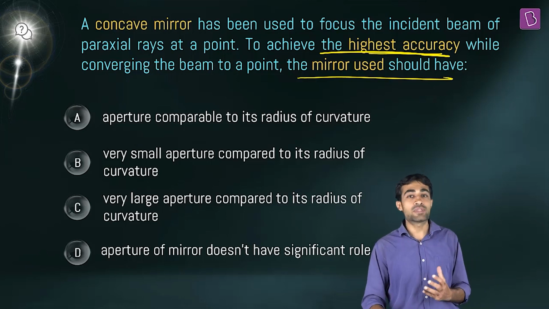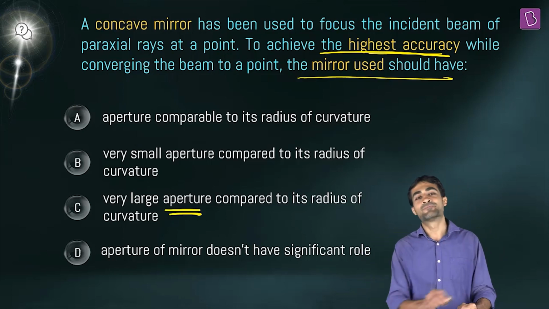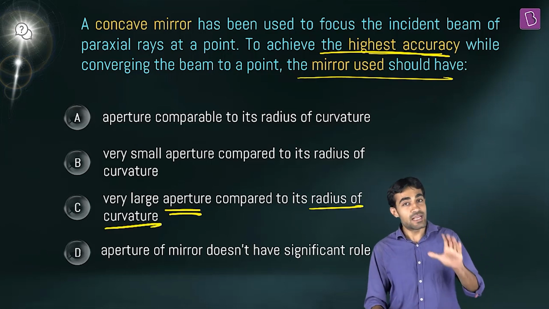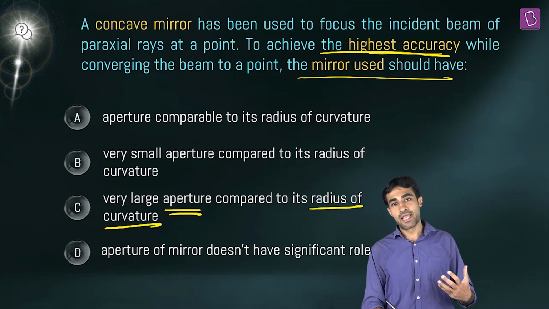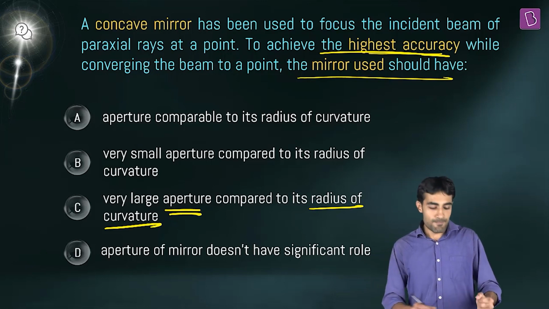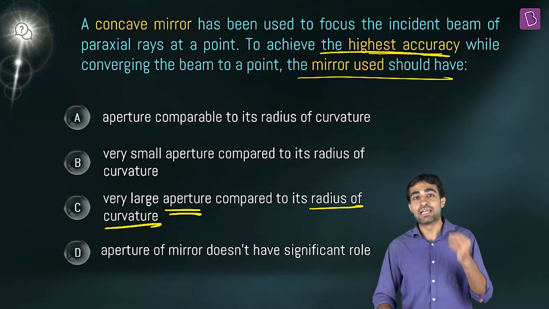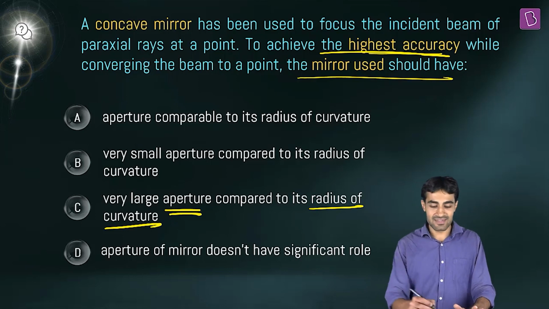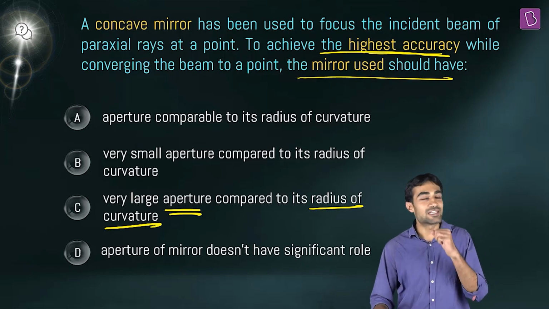First of all, let's talk about the actual definition. What do we really mean when we say aperture? And what do we really mean when we say radius of curvature? Let's be clear with these definitions first. So, radius of curvature. You can imagine our curved mirror to be a part of a really large sphere, and the radius of that really large sphere is known as radius of curvature. We understand radius of curvature. And there is a point known as center of curvature. This is the center of our imaginary sphere.